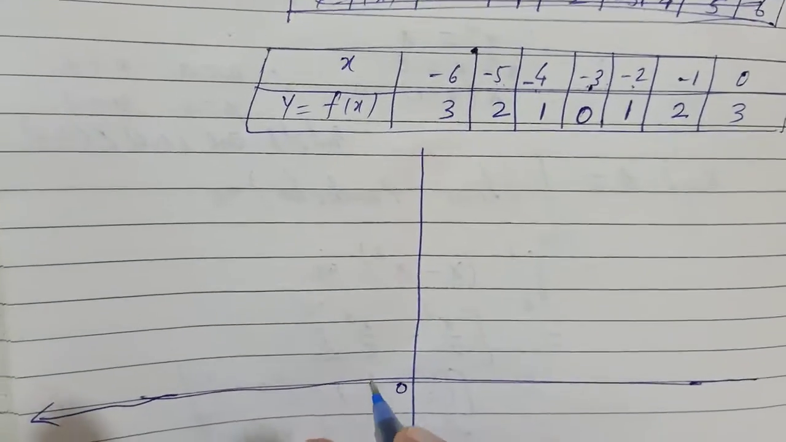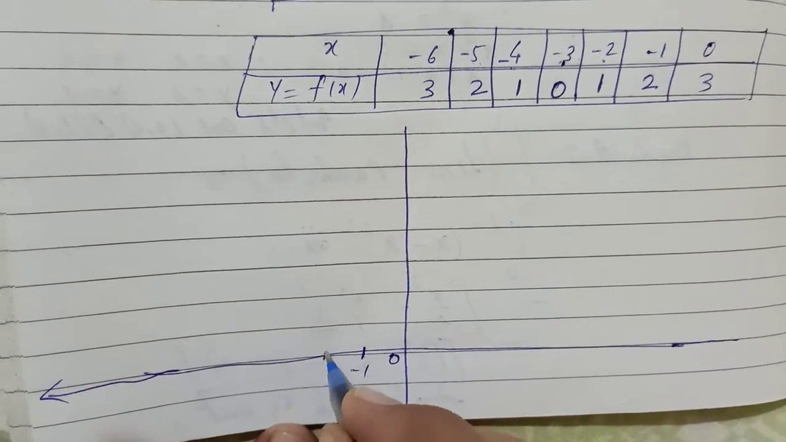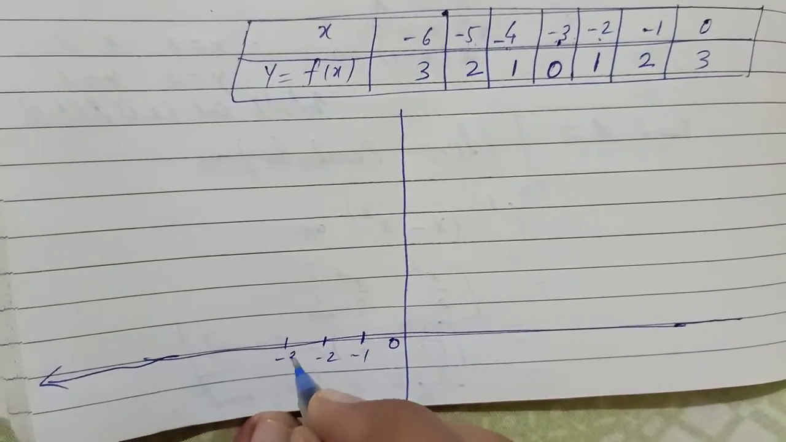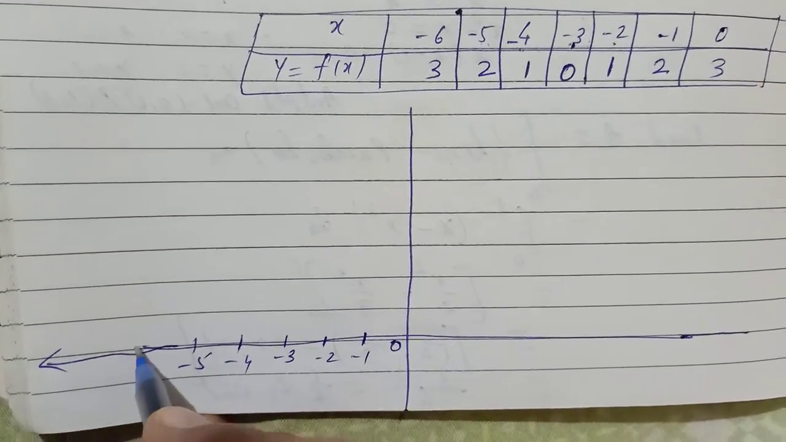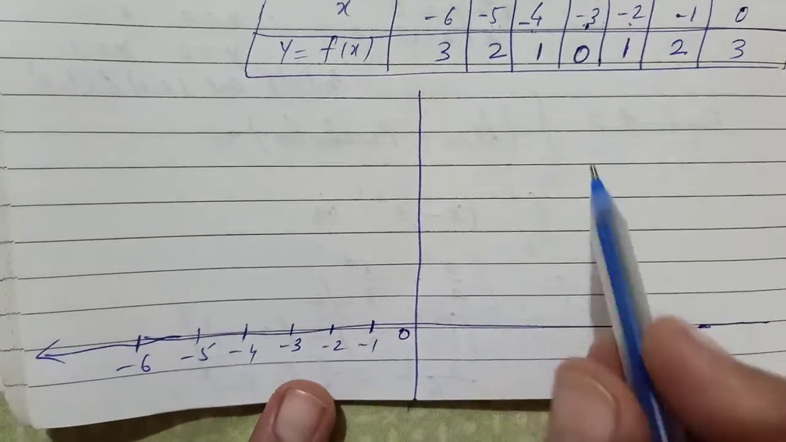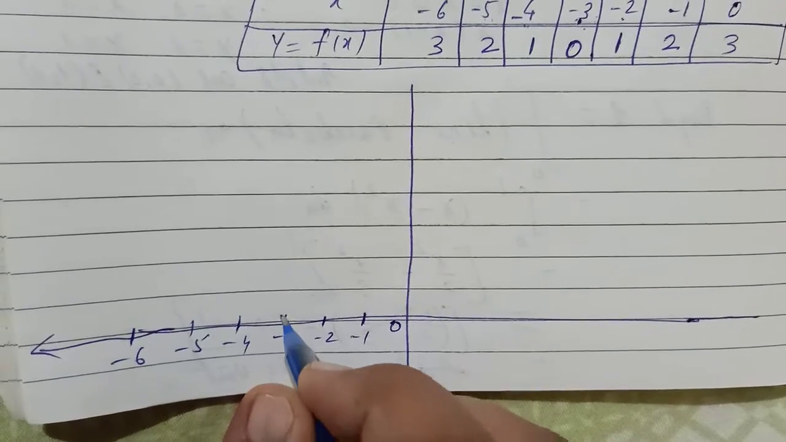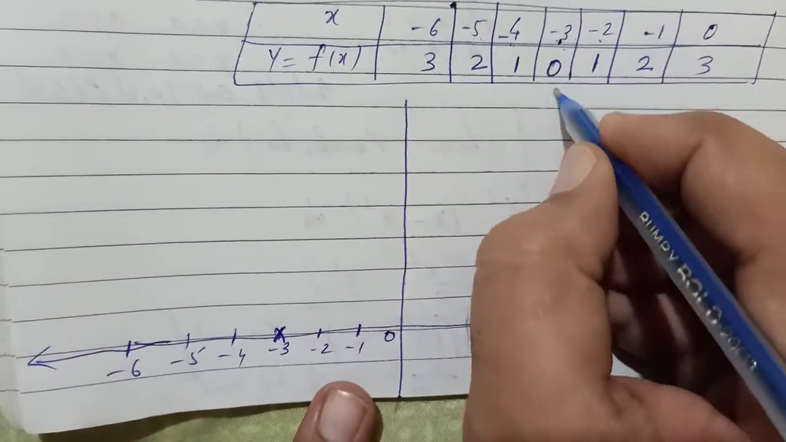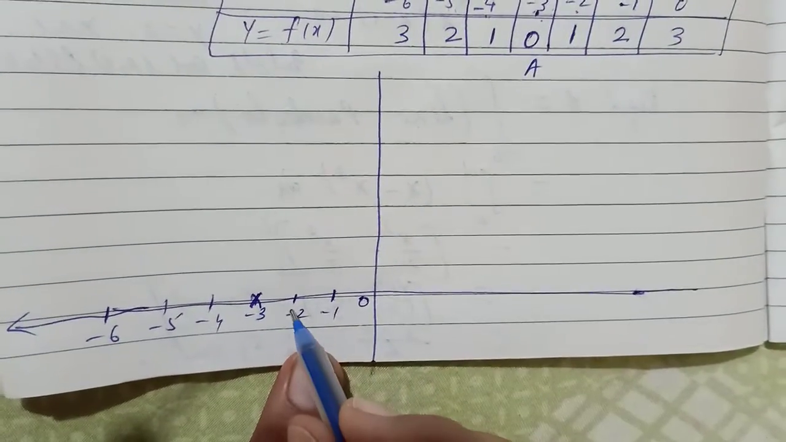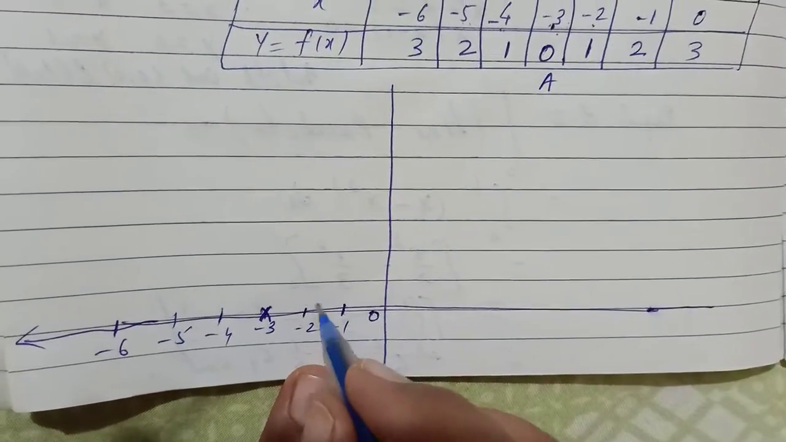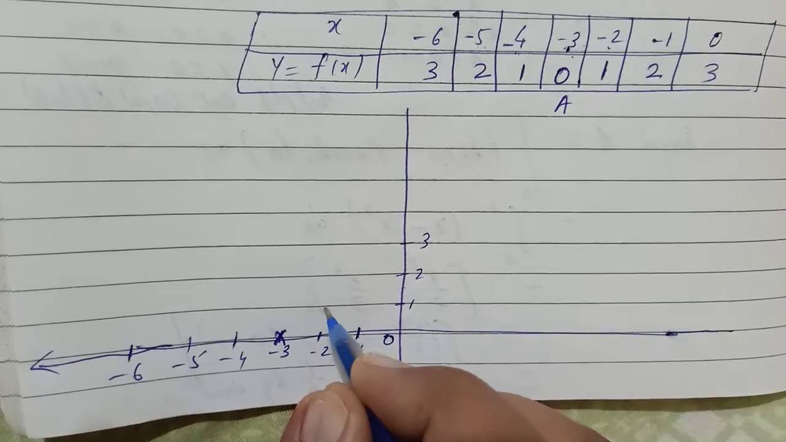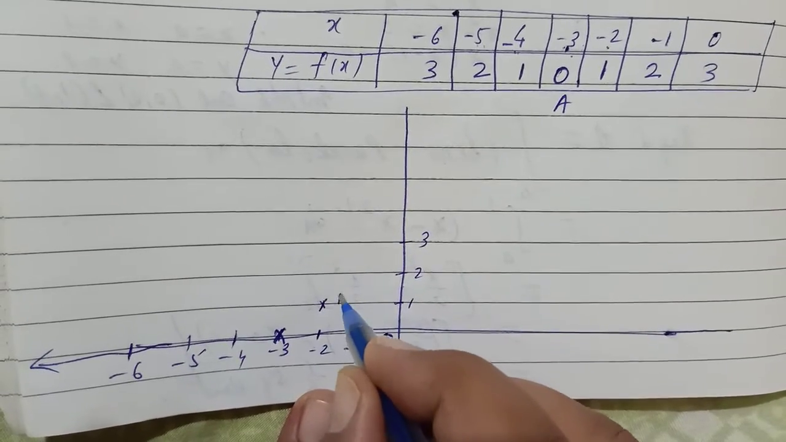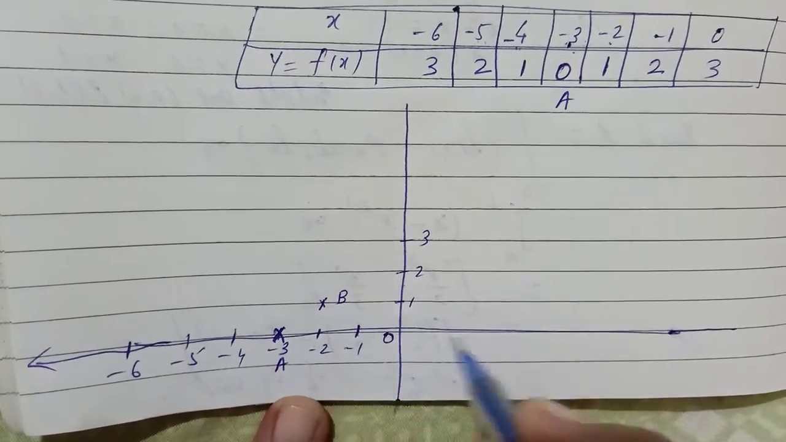this is 0, -1, -2, -3, -4, -5, -6. When x equal to -3, it is 0. This is the point A. When x equal to -2, it is +1. This is +1, +2, +3. So this is +1, B. This is A. This is B.